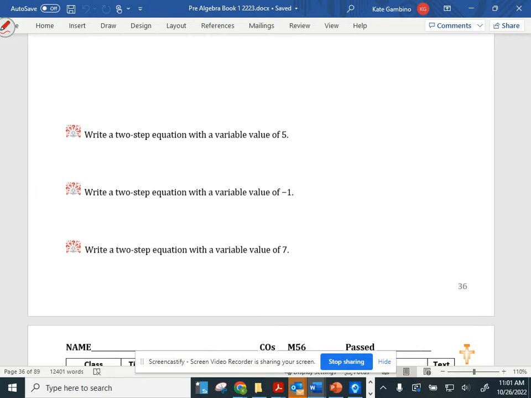Okay. Let's see what this would look like. Oh, careful. Variable value of 5. It doesn't equal 5. Here, let's see this. It doesn't equal 5. This is why we're doing a sample, so we check to make sure we don't make that mistake. There you go. We have two steps. We have an adding and we have a multiplying.